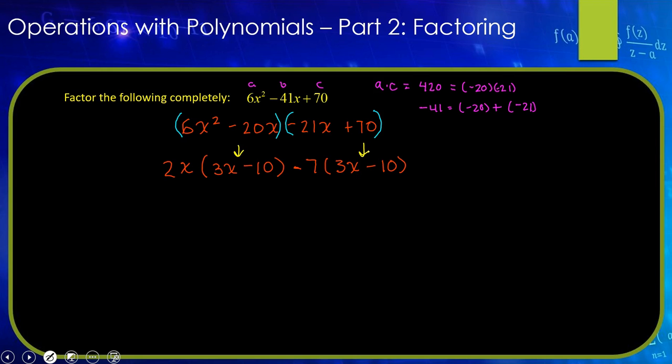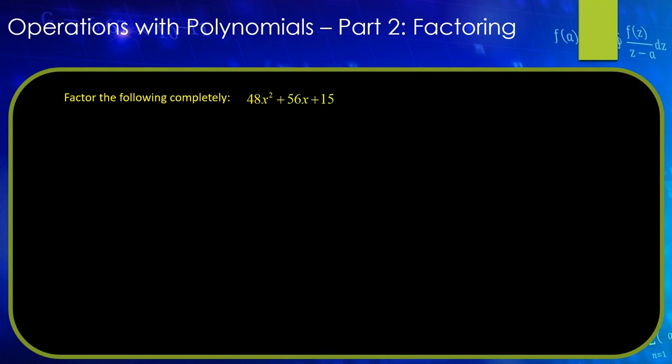Now I can factor out a 3x minus 10 out of this, and when I factor out a 3x minus 10, kind of imagine that's gone, I'm left with 2x minus 7, hence this quantity down here. So this becomes 3x minus 10 times 2x minus 7. Give this next one a try.